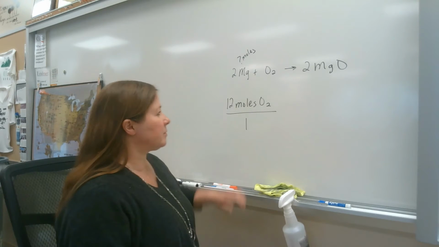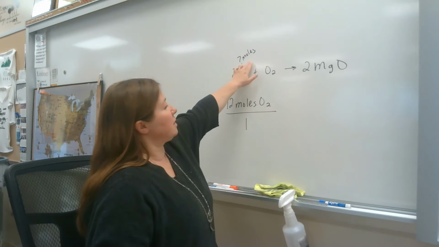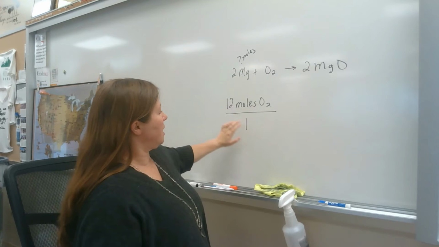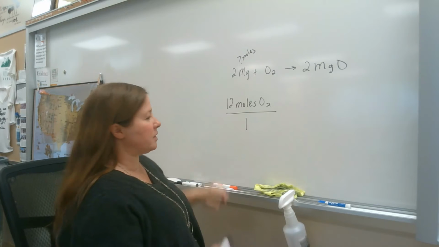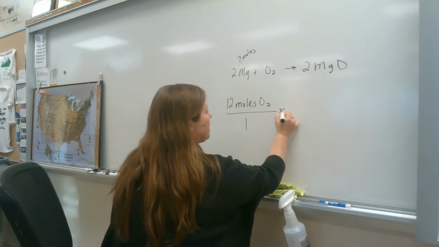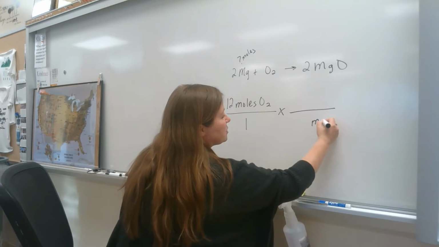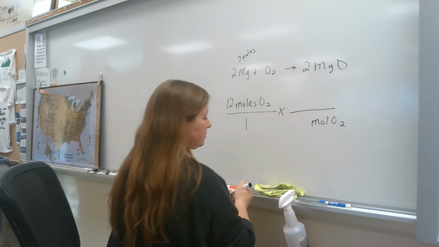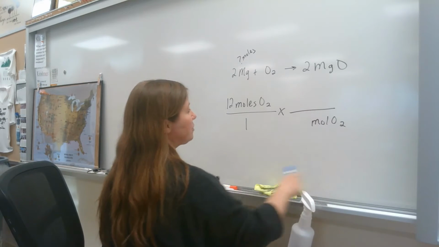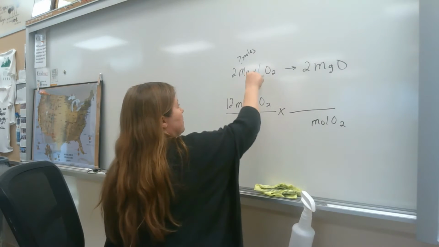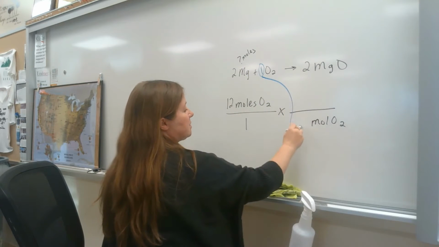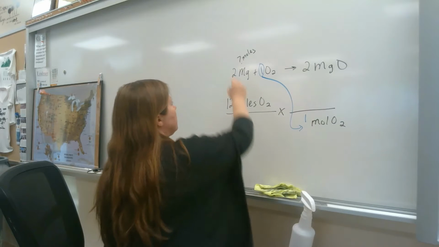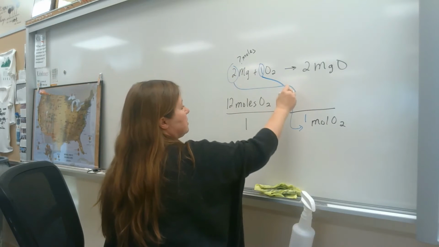So for this problem, here's our reaction. We're trying to find how many moles, and if we start with 12 moles of O2, we put 12 moles of O2 over 1 to start. We multiply by a new fraction so that moles of O2 is on the bottom. And then we put our coefficients in here. Moles of O2, there's no coefficient, but that's a 1. That's going to go down here. And then the 2 is going to go here.